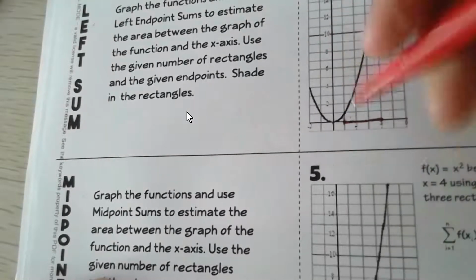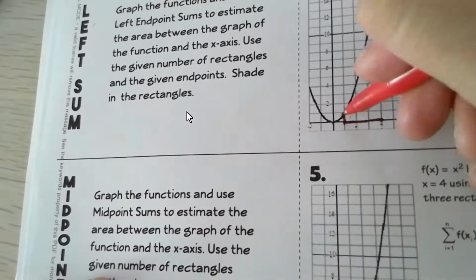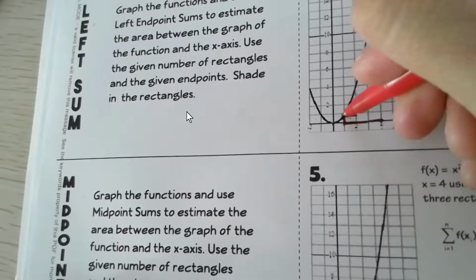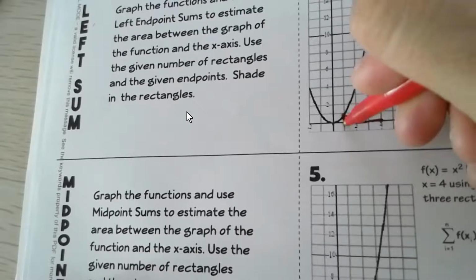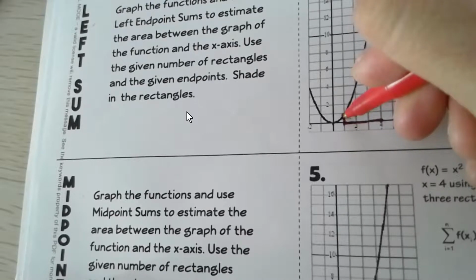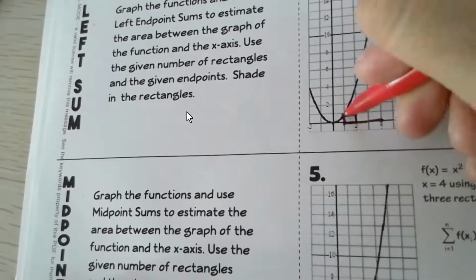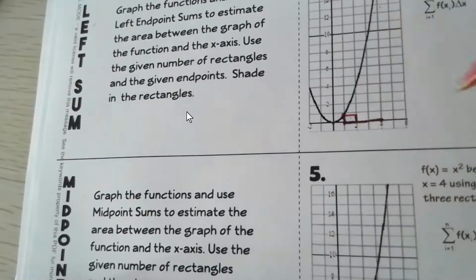So here's what my first rectangle is going to look like. It's going to come up and stop on the left side, at x equals 1. I'm going to stop the rectangle right here at x equals 1, at the height of x equals 1. And then I'm going to complete the rectangle by making the other side the same length. There you go. That is the first rectangle.